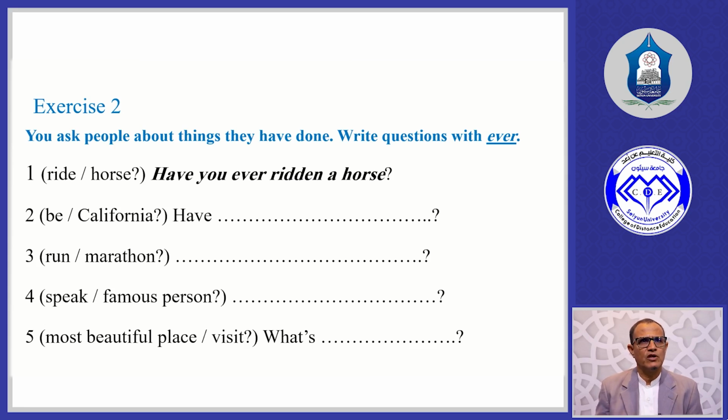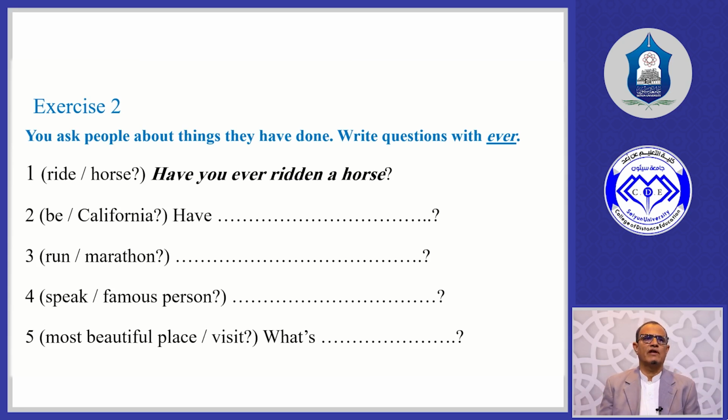For example, ride horse. We have an example here. Ride horse: have you ever ridden a horse? That means in your life, have you ever ridden a horse? For example, number 2, be California. The verb is be, and you have California. So you have to say, have you been to California? Because we have to use been, the past participle of be.